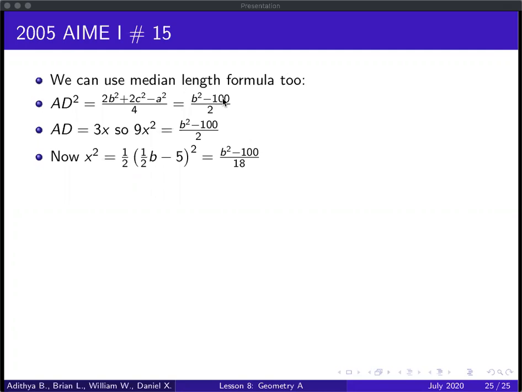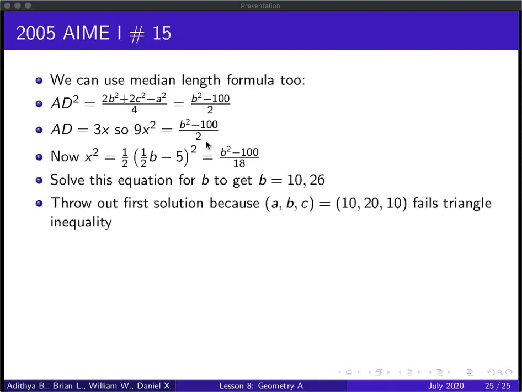So if we expand everything as a quadratic and then solve, we get that there are two solutions for B, 10 and 26. But we have to throw out B equals 10 because the resulting triangle doesn't satisfy the triangle inequality. It's not a real triangle. The side lengths are 10, 10, and 20, which doesn't work. So we know that B has to be 26.